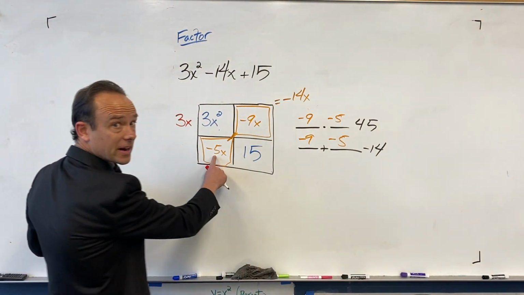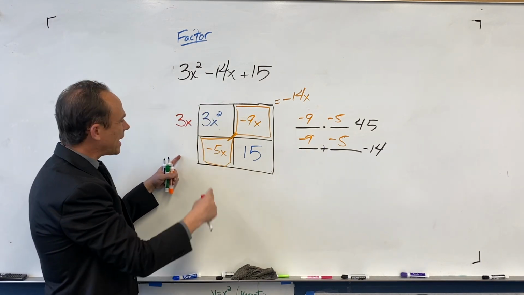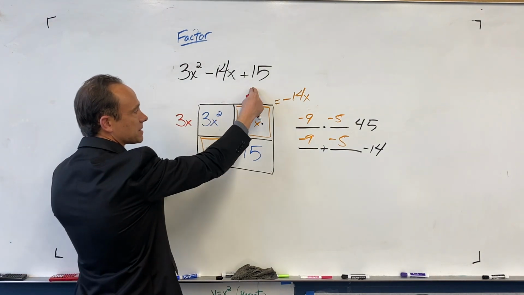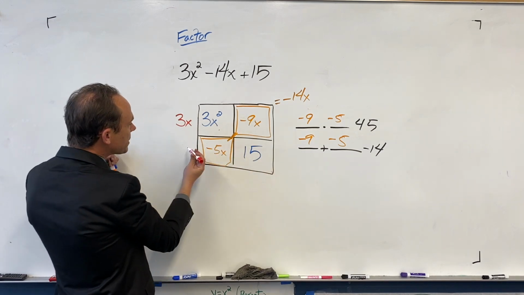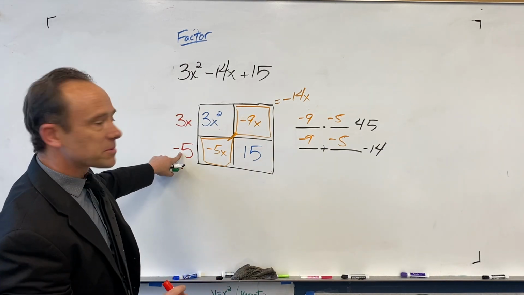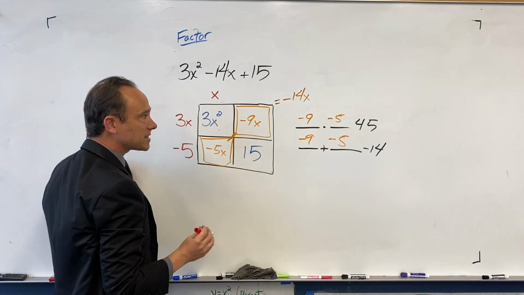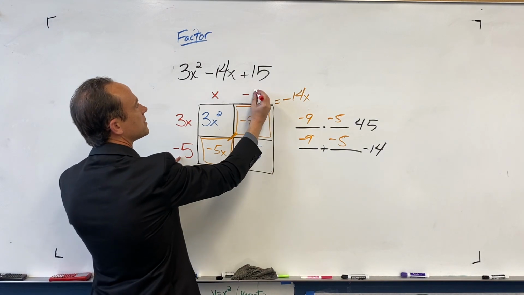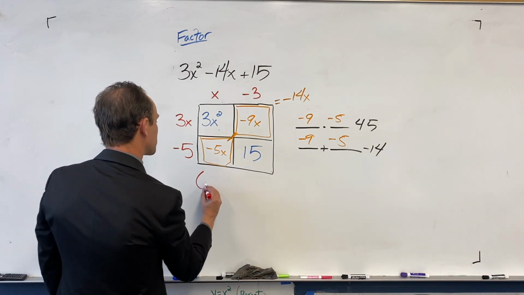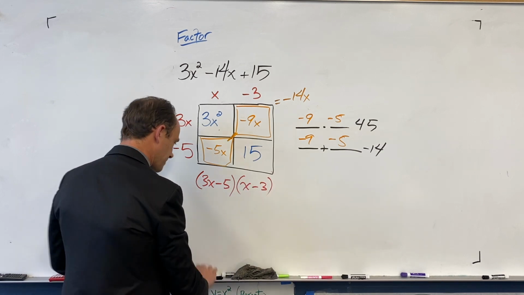I could factor out a 5, but if I factor out a 5, that is going to be problematic because I know I need a negative number here, right, because it has to be a negative times a negative getting me to a positive. So in this case, I'm going to factor out a negative 5 because I know that if this number is positive, everything else doesn't work. So now if that's 3x, this has to be 1x. And if this is negative 5, this must be negative 3 because that gets you to 15. Also gets you to negative 9. So let's go 3x minus 5 times x minus 3.